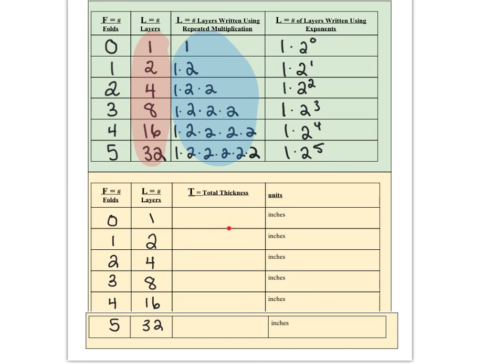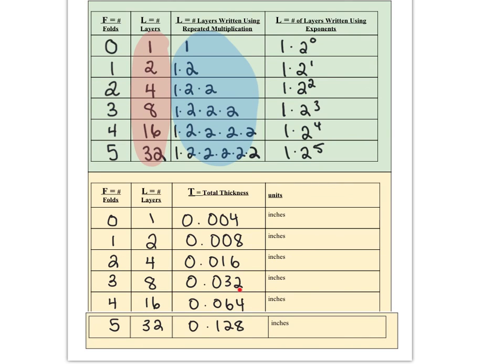So this time I want to focus on the total thickness. So if I have 1 layer, that means my thickness is going to be 0.004 inches. 2 layers means I have 2 of those, 0.008 inches. 4 layers was 0.016 inches. Use your knowledge that one layer of paper is 0.004 inches to fill in the remaining 3 boxes. Pause the video, press play when you're ready to check your answers.